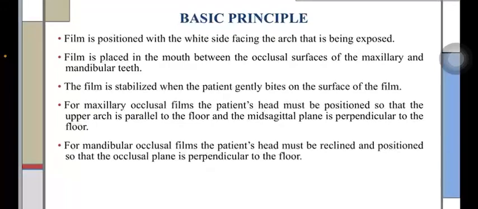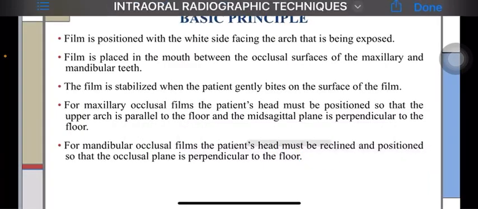For the maxillary occlusal film, the patient's head must be positioned so that the upper arch is parallel to the floor and the mid-sagittal plane is perpendicular to the floor. And in the case of mandibular occlusion, the patient's head must be reclined and positioned so that the occlusal plane is perpendicular to the floor.